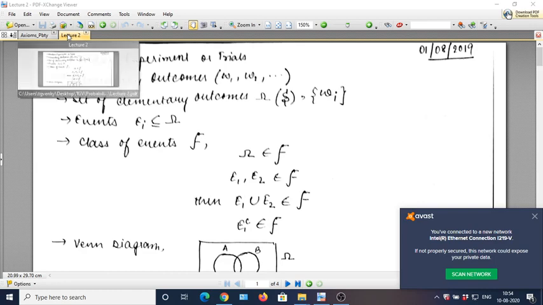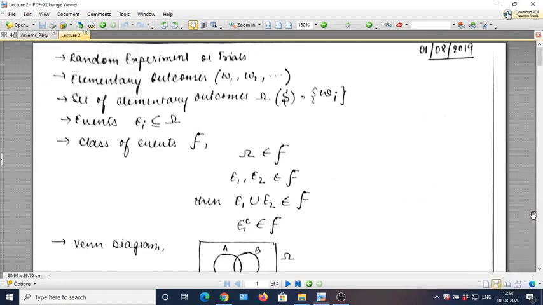So let's recollect the various definitions associated with the random experiment. A random experiment or a trial is an experiment in which the outcomes are not predictable in nature, but we can list out all possible so-called elementary outcomes, also called the sample points of that random experiment. We denote the sample points using the notation omega: omega 1, omega 2, etc. are all the sample points of the random experiment.